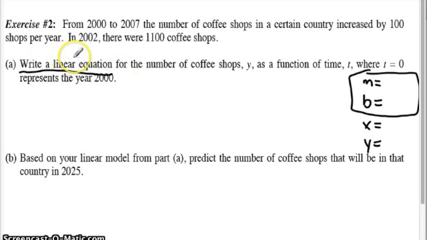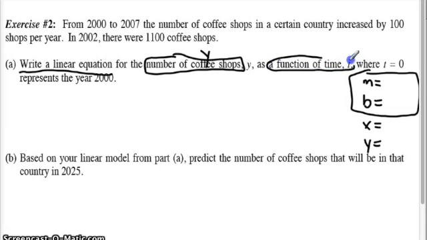Write a linear equation for the number of coffee shops, y. The number of coffee shops is y as a function of time. Well, time is t, but we usually use x, so for now let's just change this to an x. Where t equals 0, let's change it to x equals 0, represents the year 2000. All right, so let's see what we have from above.